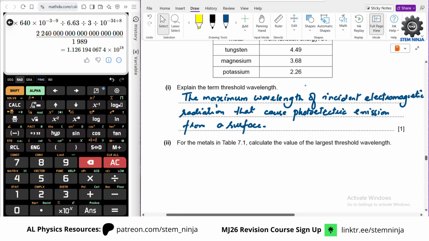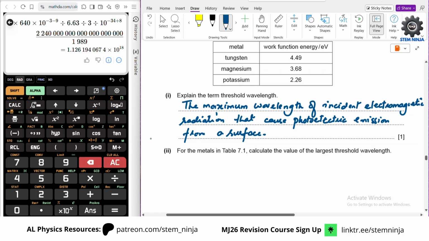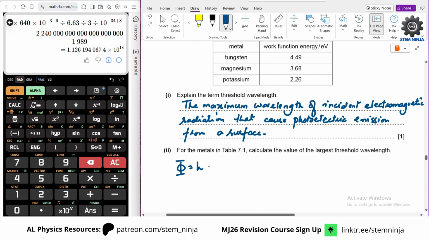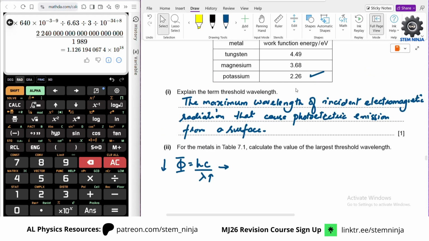For the metals in the 7.1 table, calculate the value of the largest threshold wavelength. So we know that work function energy, phi, is hf or hc over lambda. If we need the largest wavelength, we need the lowest work function energy, potassium. This is in electron volts, so we need to convert it into joules.